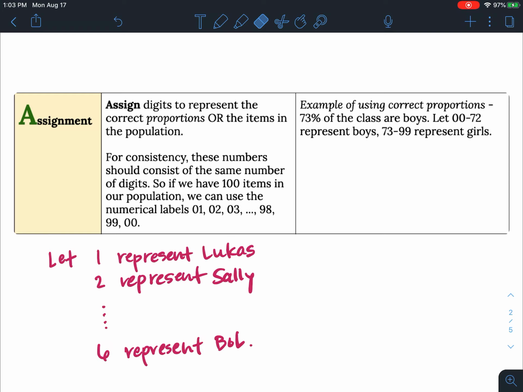But for the flu example, we're just using the numbers 1 through 6, 1-digit numbers. Okay, and both the first number we assign, 1, and the last number we assign, 6, are the same size, same digit. Okay. So that's what we would write for assignment. All we're doing is saying let these numbers represent this. Okay?